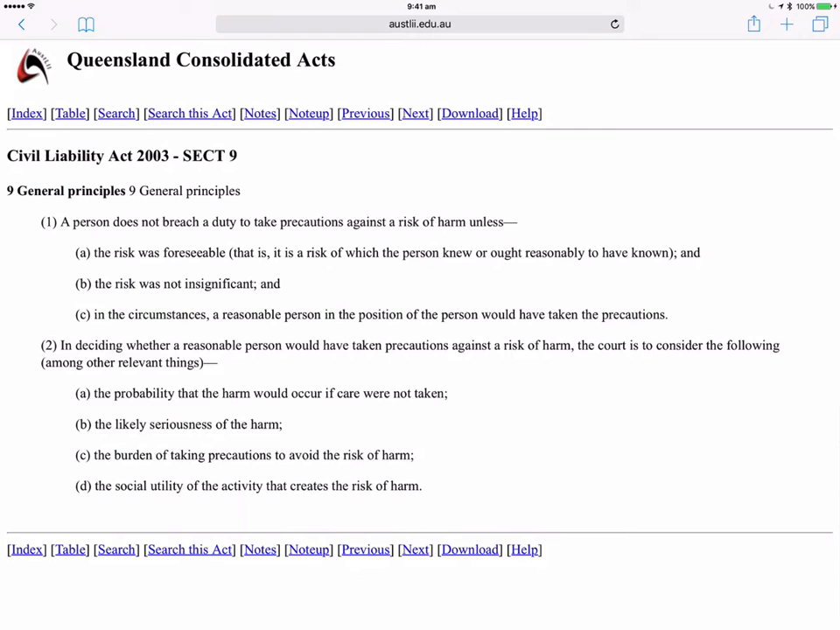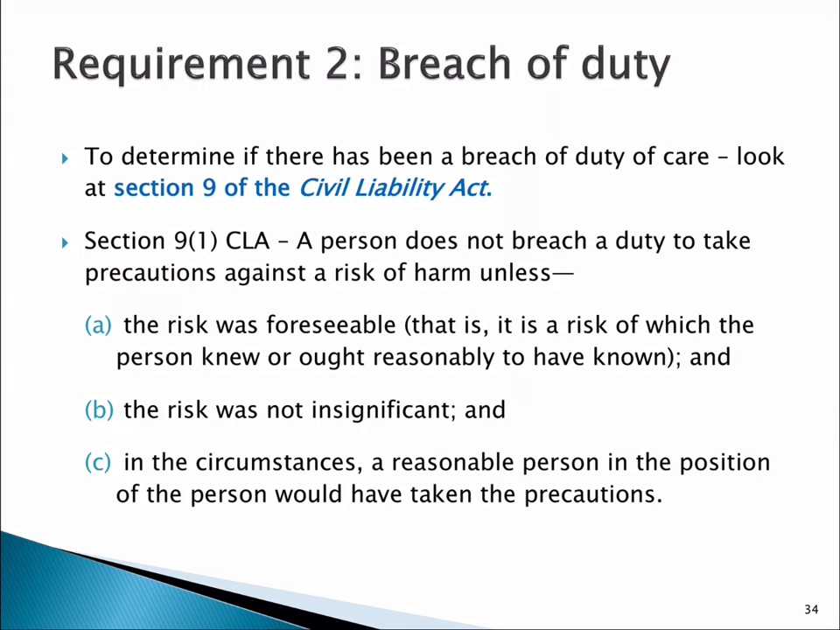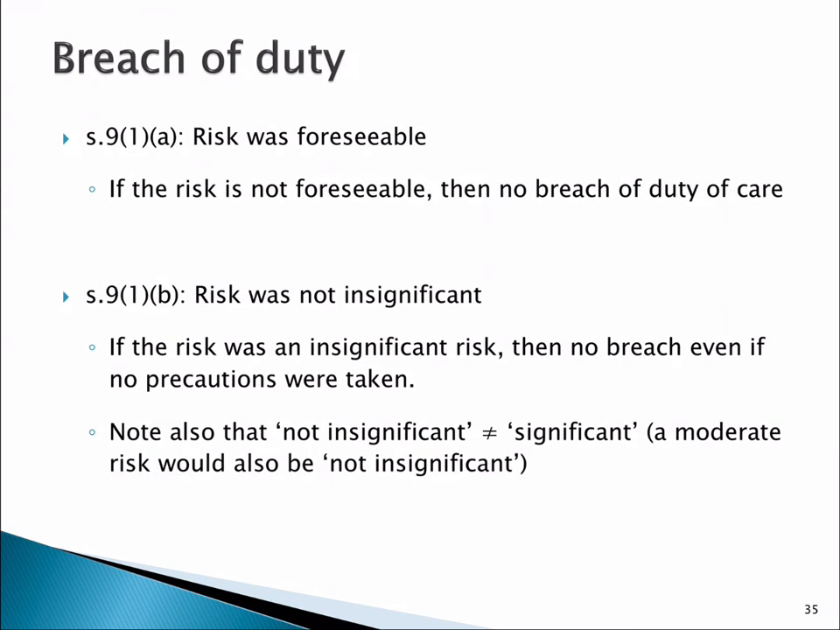Okay, let's get back to our slides and go through them. So as we've just seen, a breach of duty occurs when the risk is foreseeable, that is, it's a risk which the person knew or ought reasonably to have known. The risk is not insignificant, and in the circumstances, a reasonable person in the position of the defendant would have taken the precautions. If the risk is not foreseeable, then there's no breach of the duty. The risk was not insignificant.